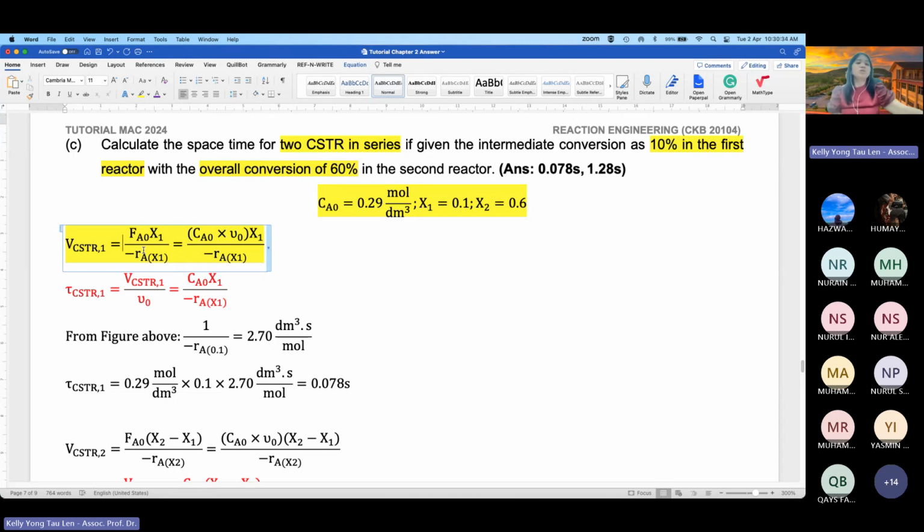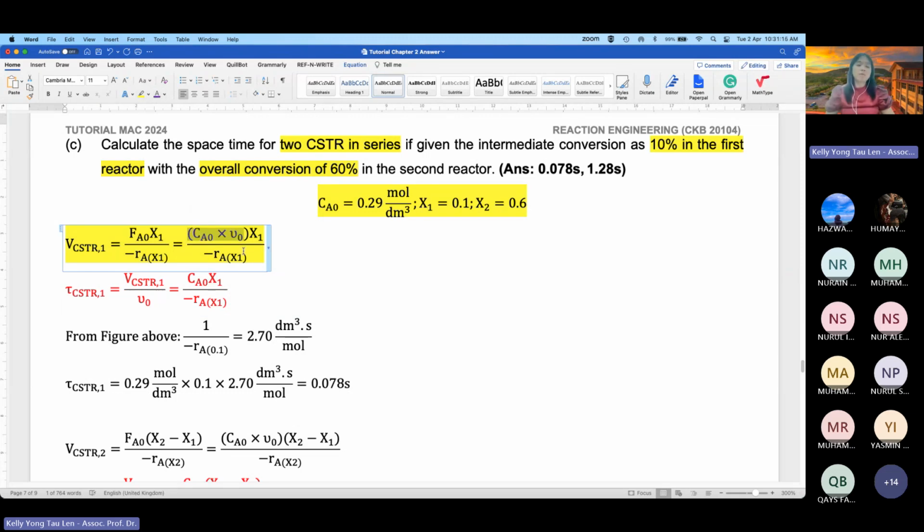Okay, but you realize that in the question, the formula for space-time for CSTR1 will be volume CSTR1 over epsilon naught. So you have to correlate what you have and what you want to find. You know you want to find space-time for CSTR1, and it becomes volume CSTR1 divided by epsilon naught. Okay, so the FA0 part we can no longer use in the form of FA0. But we know FA0 is equal to CA0 multiplied by epsilon naught.